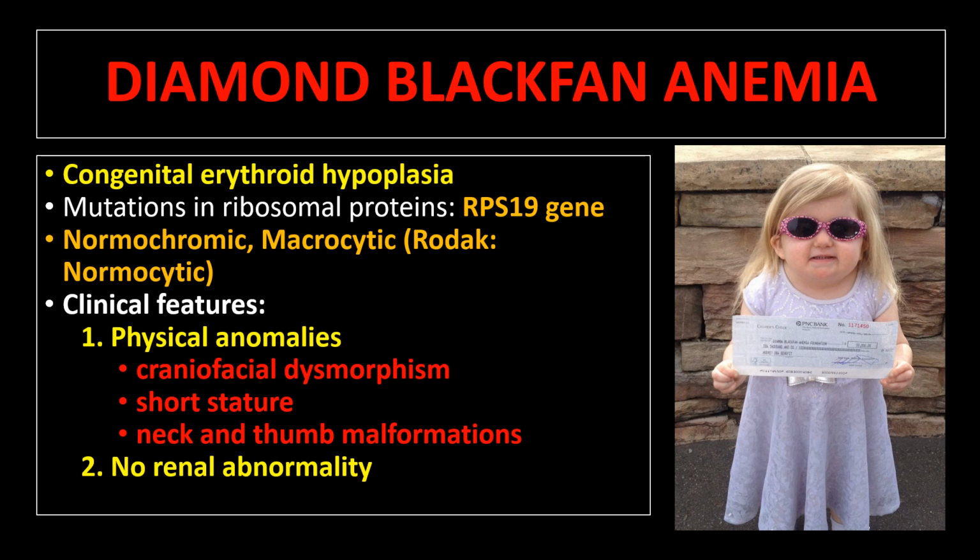So here are the clinical features that are commonly seen in Diamond-Blackfan anemia. We have physical abnormalities, with patients having craniofacial dysmorphism, short stature as seen in the image, and also, as you can see, a neck and thumb malformation. But in this case, there would be no renal abnormality.